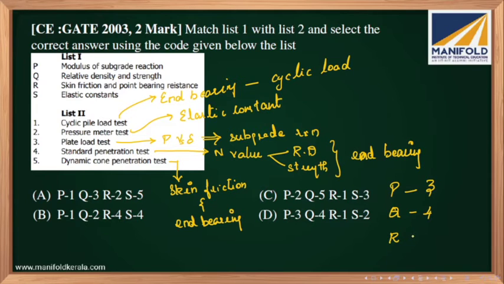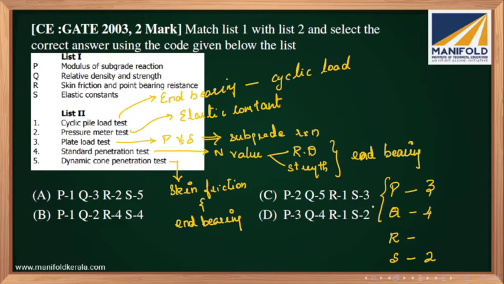The next one, the skin friction and point bearing resistance. And the elastic constant can be calculated from the pressure meter test. See, this is P. These two are very common, P and Q: modulus of subgrade reaction and relative density. If you know these two, you can select the proper answer, so it is not required to know about the other tests. The plate load test and the standard penetration test are the common tests. You will have much more detailed information about these two tests at the UG level.